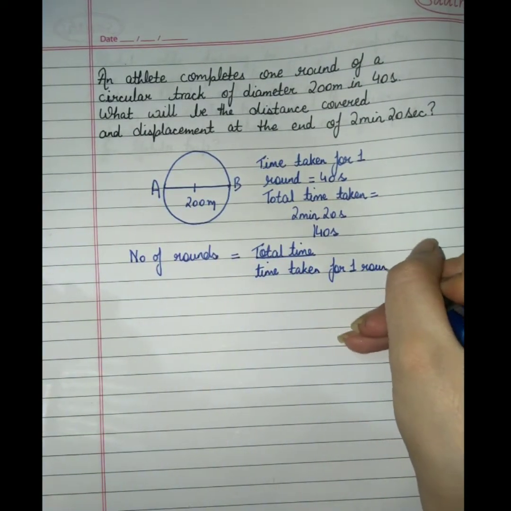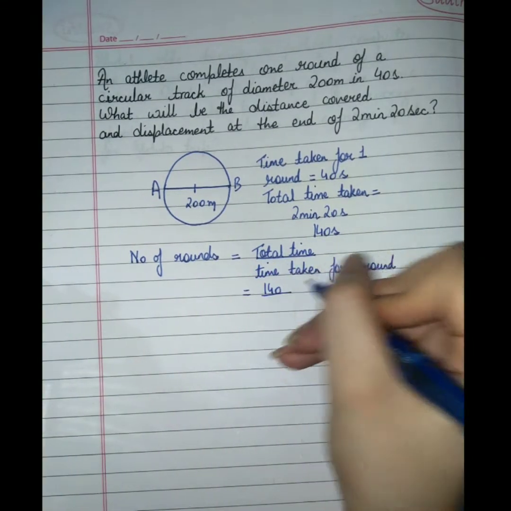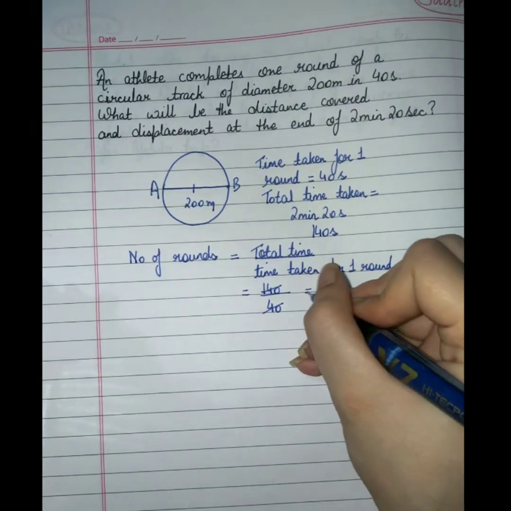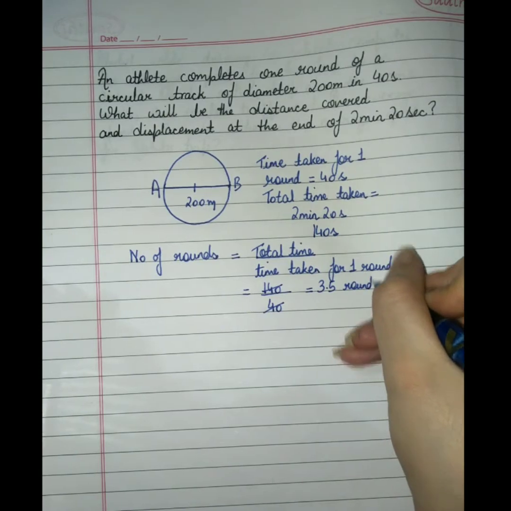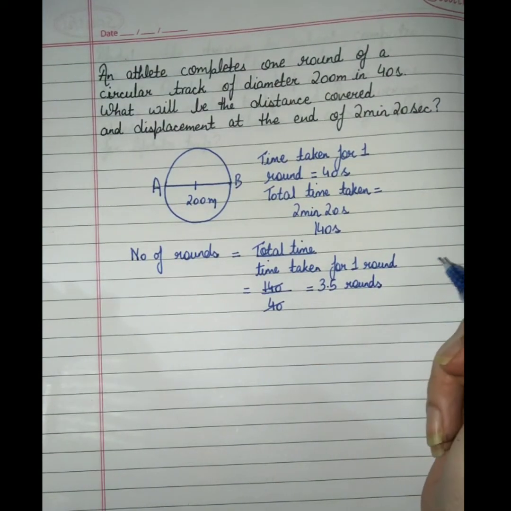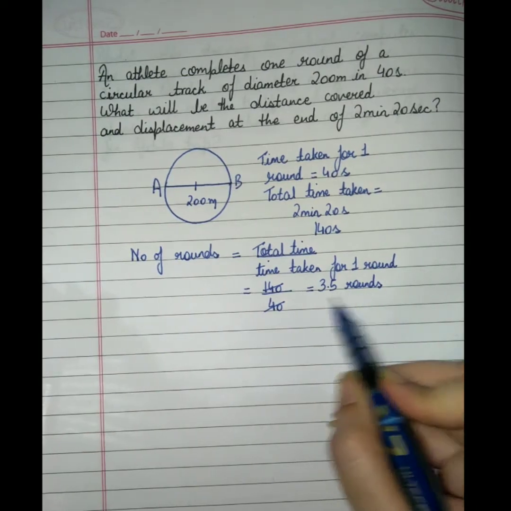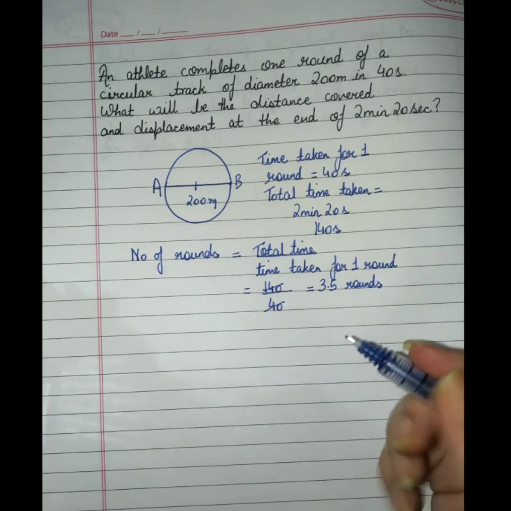What is the total time, students? It is 140 seconds, and time taken for one round is 40 seconds. When we solve, we'll get 3.5 rounds. So students, how many rounds has the athlete taken? The athlete has taken 3.5 rounds. And what will be the distance and displacement at the end?